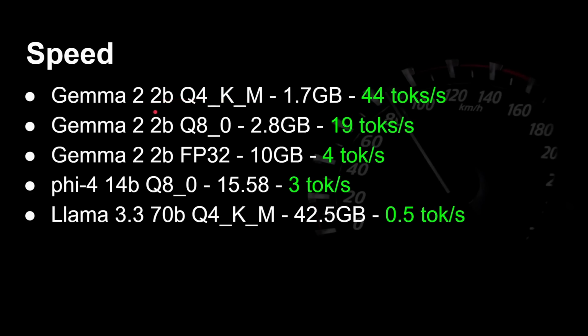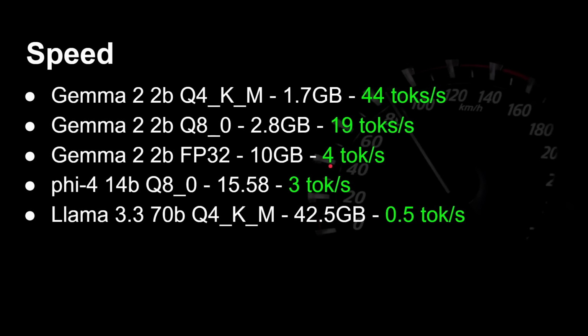So Gemma 2, 2 billion parameters at 4 bits, you can get 44 tokens a second, which is pretty reasonable speed actually, and the results come up pretty quickly. And then this drops down when you go to the 8-bit version. Well, then you drop down to half of that, literally 19 tokens a second. And if you go to the 32-bit version, then it drops down by a quarter now to 4 tokens a second.